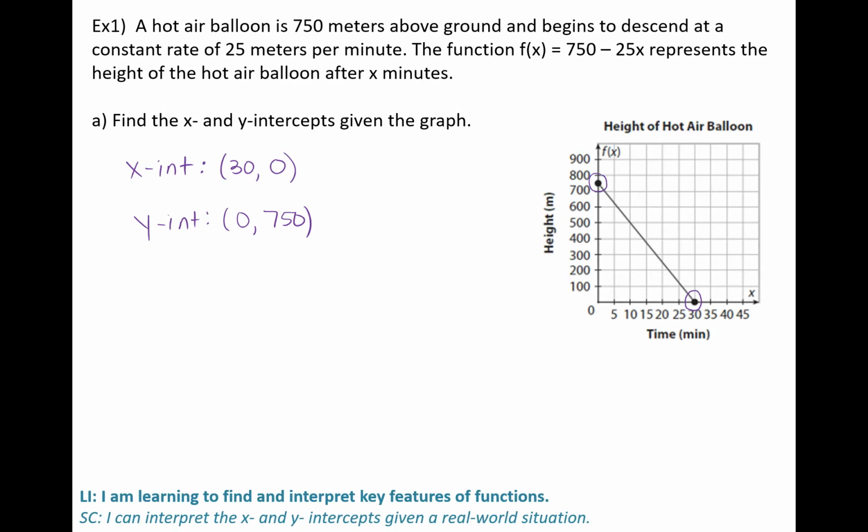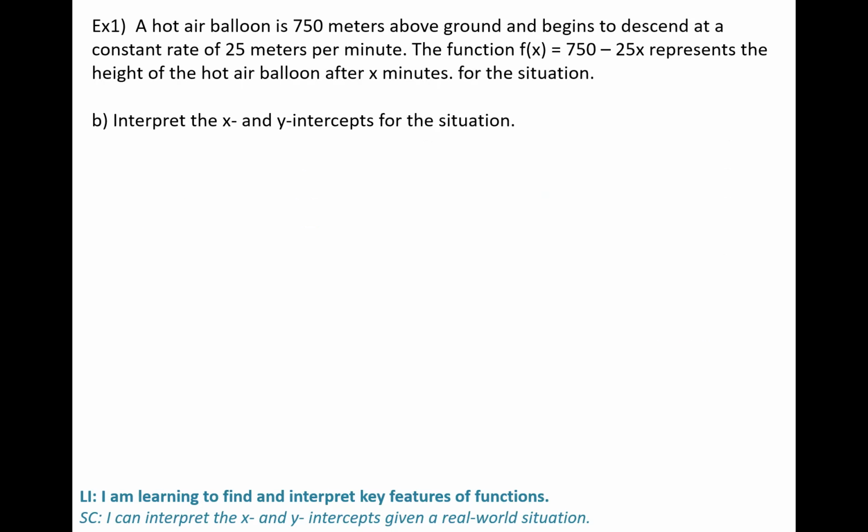Let's take a look at part B, which is in the next box. It's the same situation. It asks us to interpret the x and y intercepts, and I'm just going to quickly copy those over. The x-intercept from the previous slide was 30, 0, and the y-intercept was 0, 750. So we're supposed to interpret those. What do those two things mean in context?